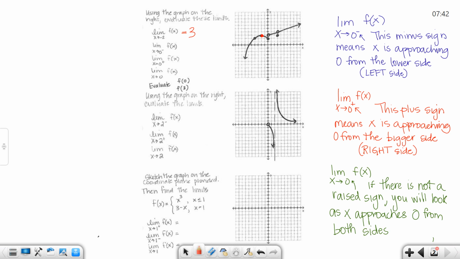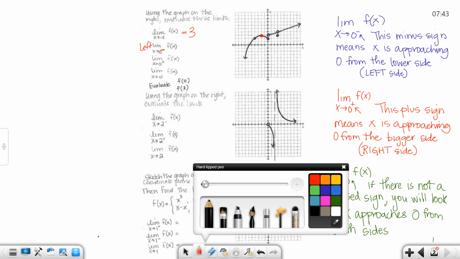Now, something funny happens at 0 for this particular graph. I ask you three different questions regarding 0. I ask you 0 from the left, because of this little minus right here. I ask you 0 from the right.